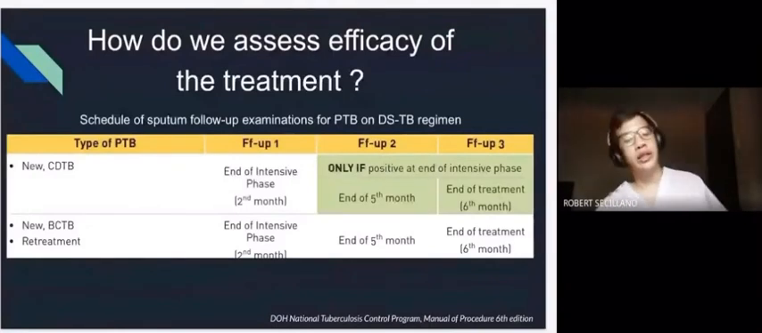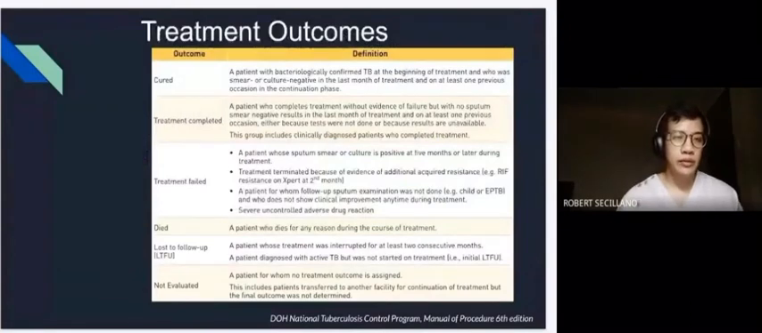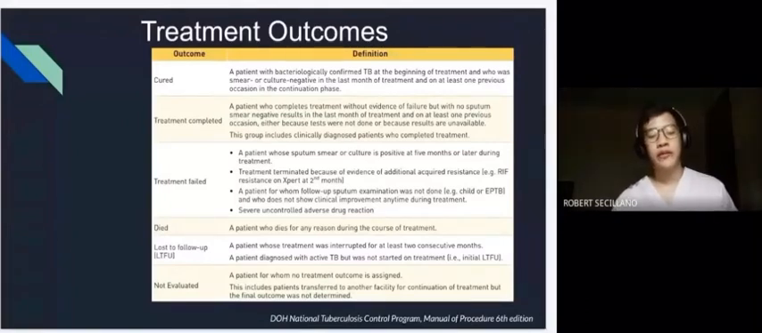So here's the treatment outcome for patients who will be treated by anti-TB agents. So first, the patient will be cured. A patient with bacteriologically confirmed TB at the beginning of the treatment and who has been smear or culture negative in the last month of the treatment and at least one previous occasion in the continuation phase.